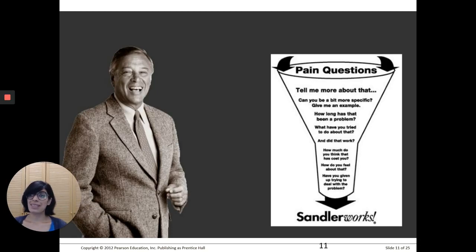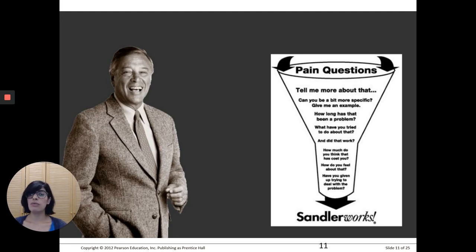And when they say it didn't work, then you will say, how much do you think that will have cost you? And it's not just in terms of money, it's in terms of time, energy, emotions, that kind of thing. So what cost has it been for you to try a solution that didn't work? And then you say, well, how do you feel about that? And here you're looking for the pain point. Do they feel good or bad? Do they feel okay? Are they bothered or not?